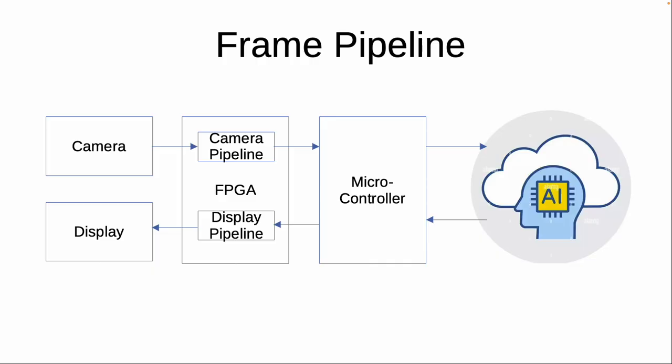Basically, you can take a picture, it goes through the camera pipeline, it goes to the microcontroller, it gets submitted to your cell phone and off to the cloud, and the answer comes back to the microcontroller, to the FPGA, and it goes through the display pipeline and gets displayed.